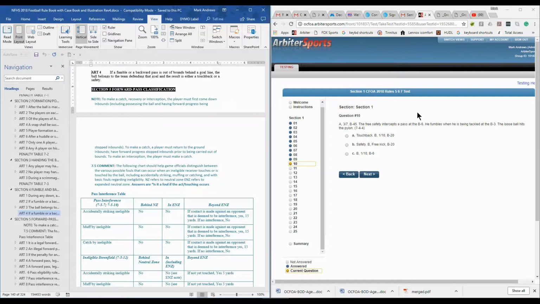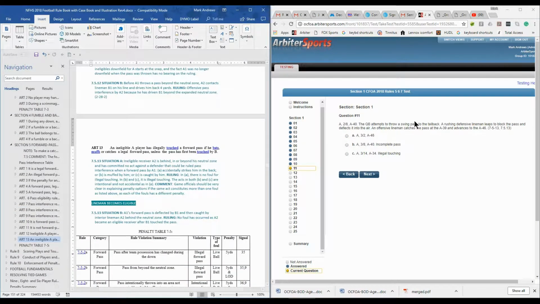All right, and whose goal line is it? It's B's goal line, or they're defending their goal. It's B's end zone. So this would be 2 points for A, would be a safety, and a free kick for B at the B20. The answer is B.